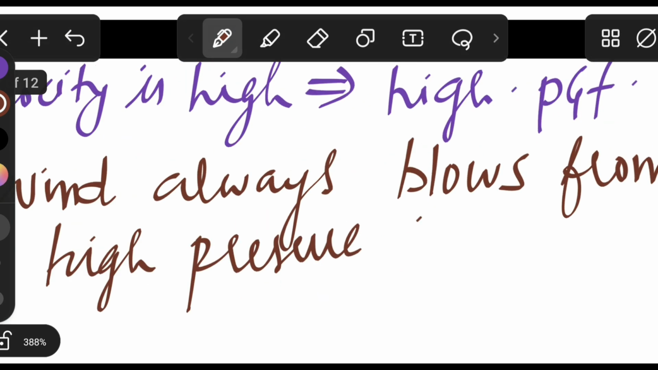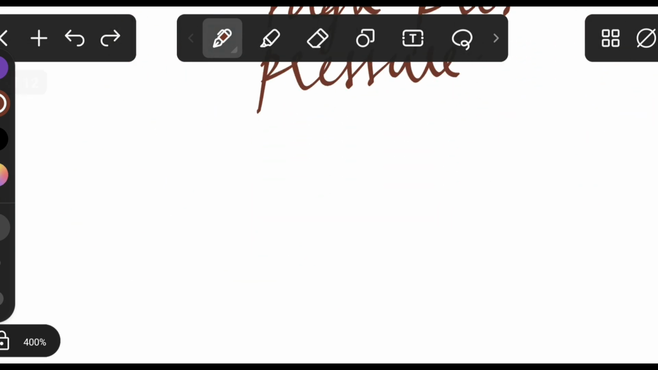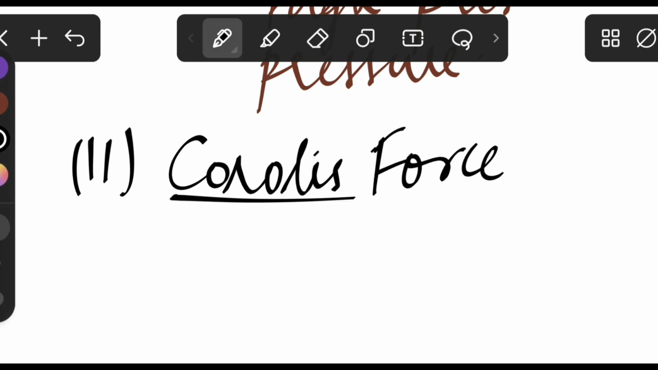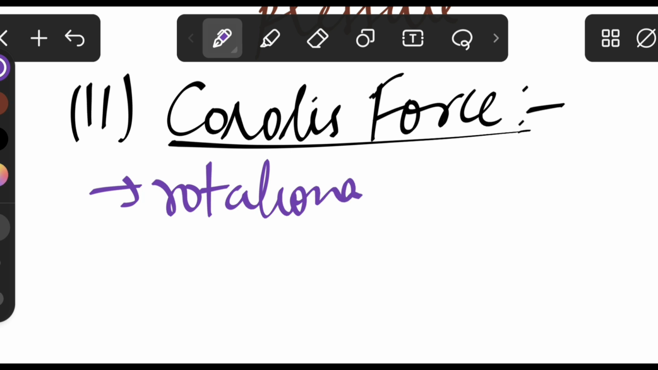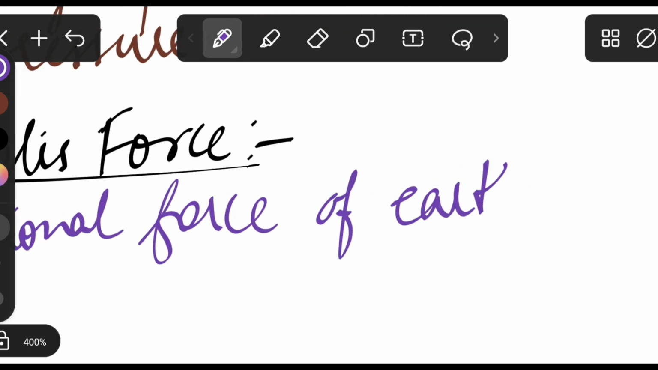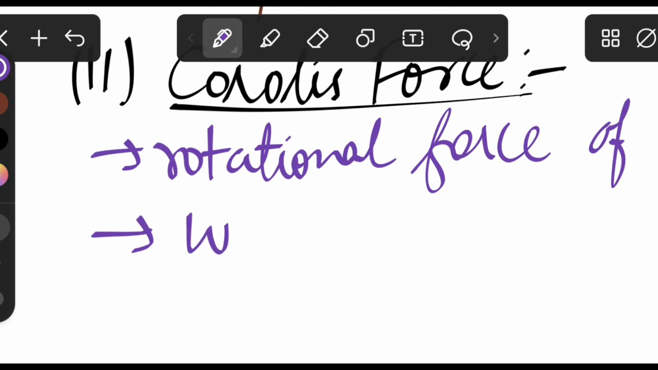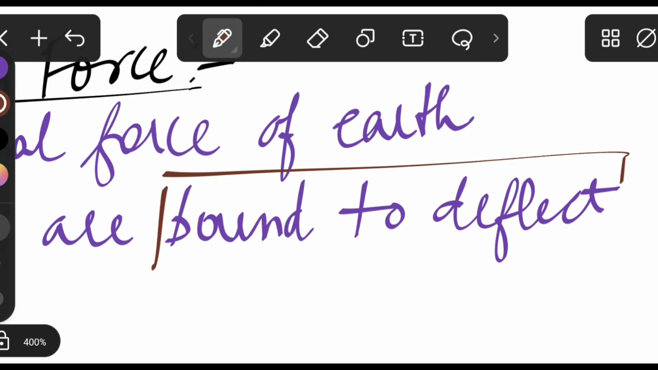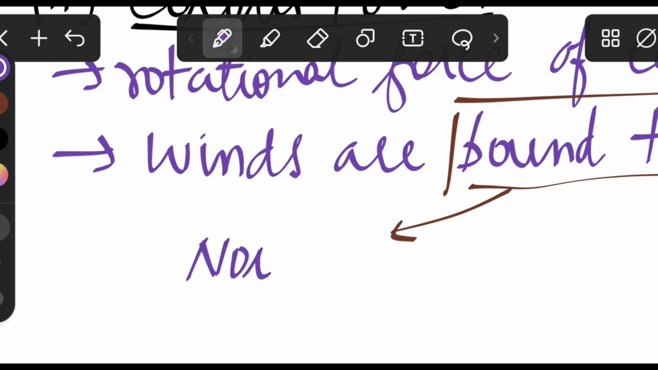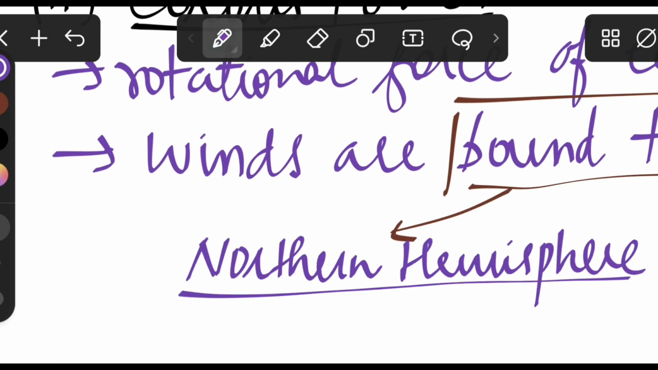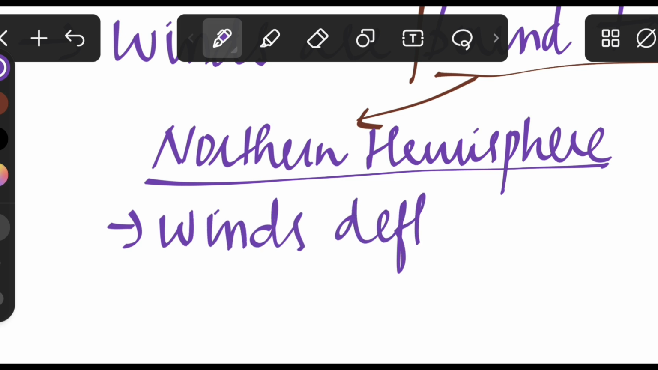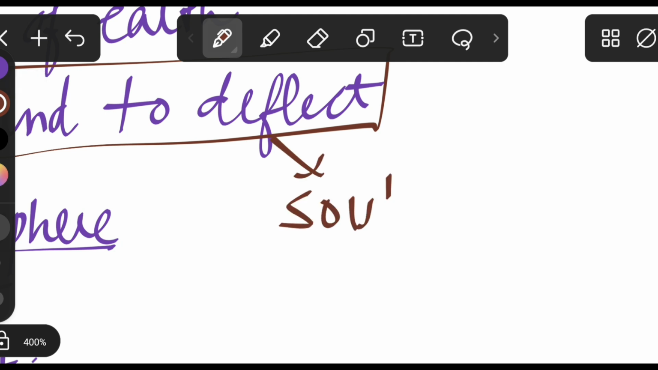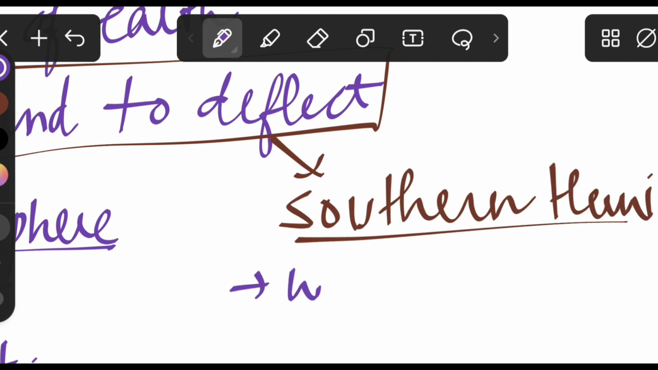Now the second factor is Coriolis force. It is the rotational force of the earth, and it is observed that the higher the velocity of winds, the more the deflection is. There is a law called Ferrel's law, which states that in the northern hemisphere the winds deflect towards the right, while in the southern hemisphere the winds deflect towards the left, due to Coriolis force. This law is known as Ferrel's law.